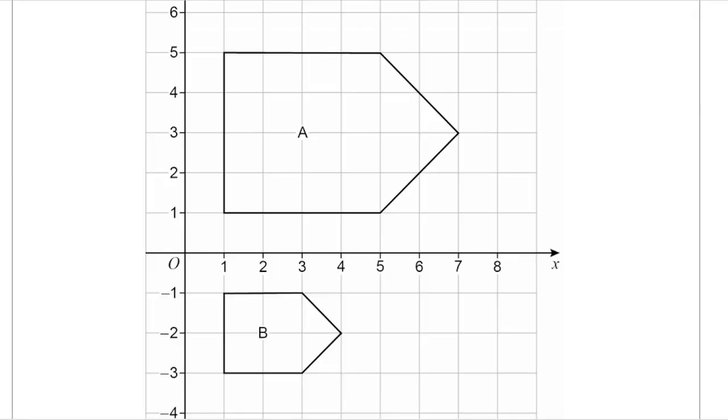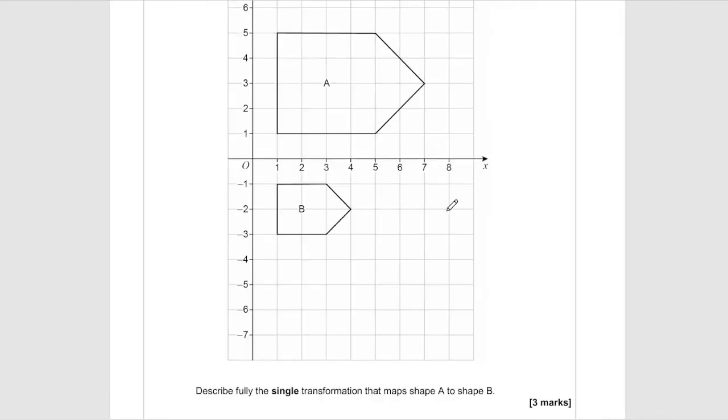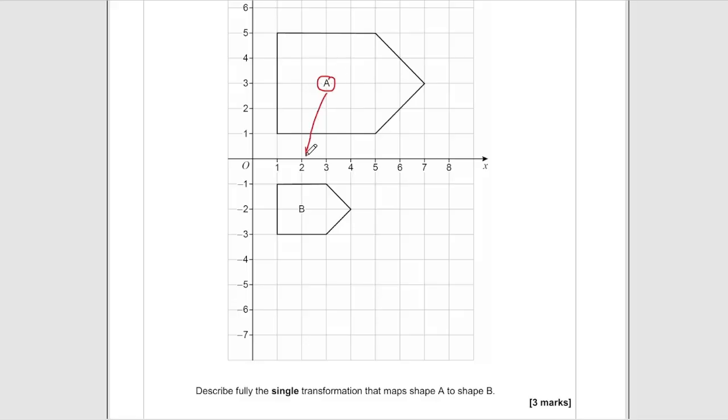Okay, on to the last question. Let's zoom out for this one. So describe fully the single transformation that maps shape A onto shape B. So I've got to think A onto shape B. So what's happened, what's different between A and B?